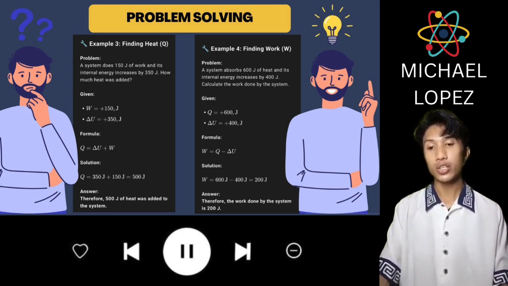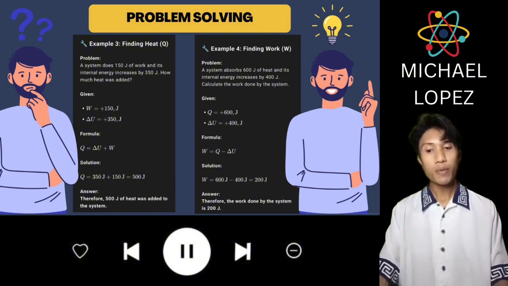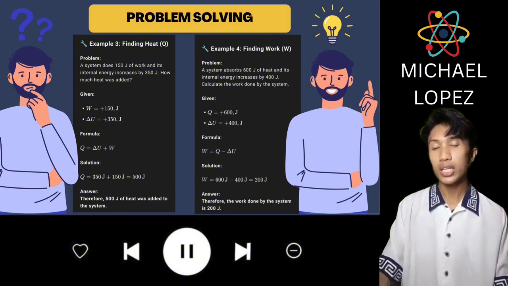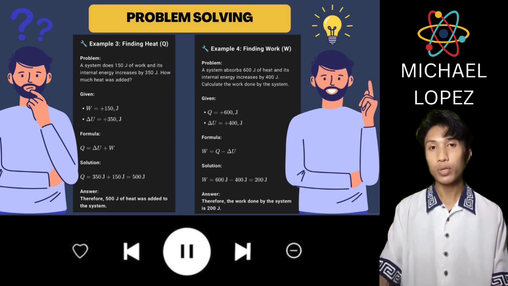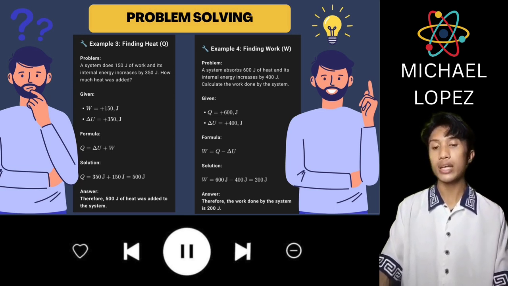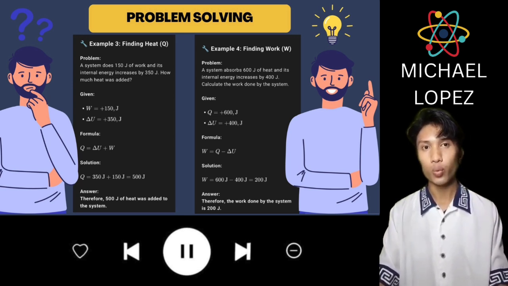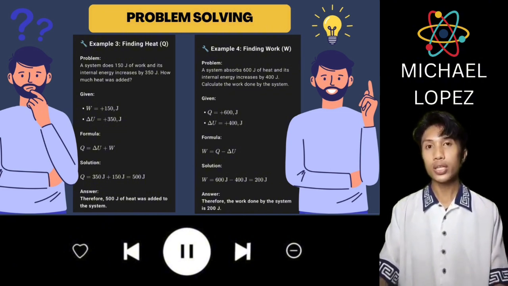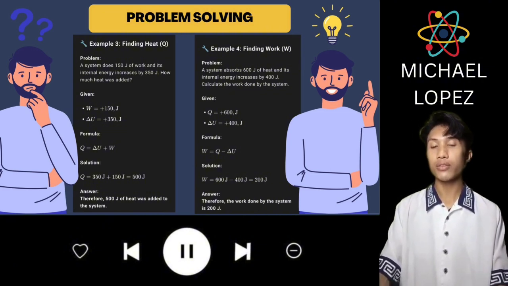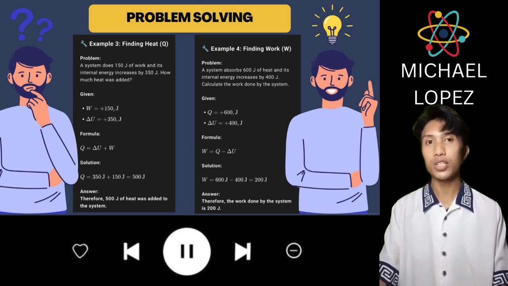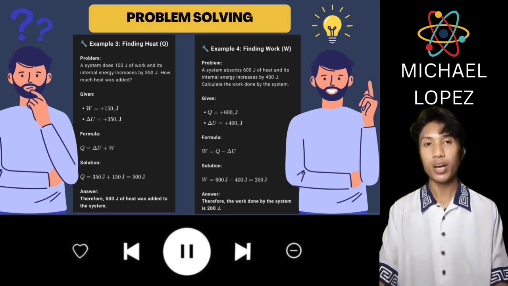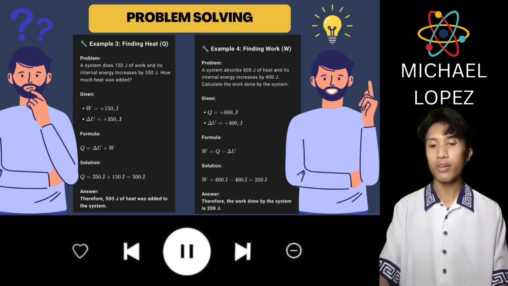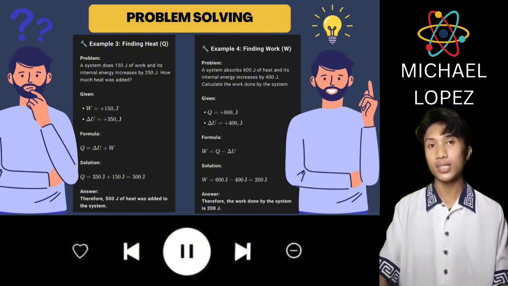Change in internal energy, that is positive 350 joules. Why positive? Because internal energy increases. Given the formula, Q is equal to change in internal energy plus W or work done, let's find out the solution. The solution is heat is equal to 350 joules plus 150 joules, that is equal to 500 joules. So therefore, 500 joules of heat was added to the system.